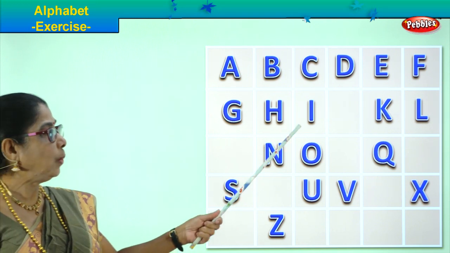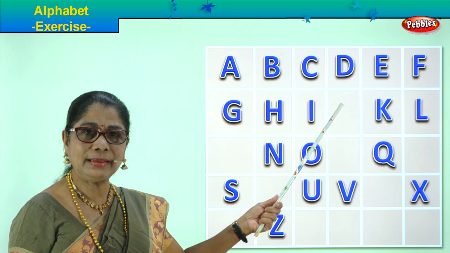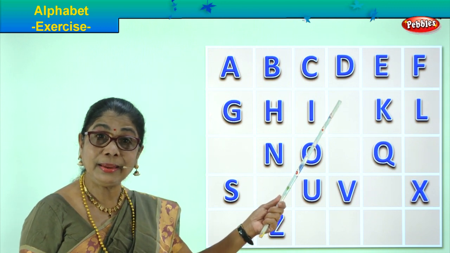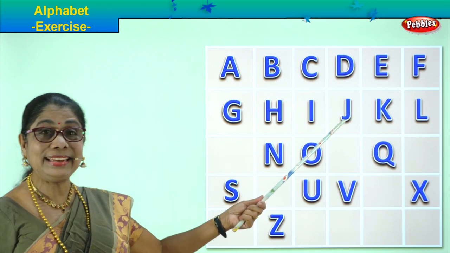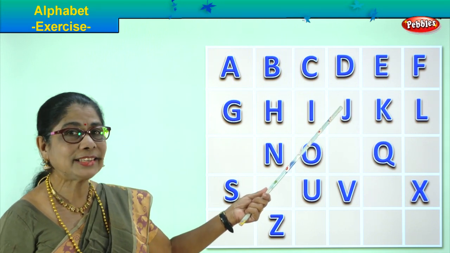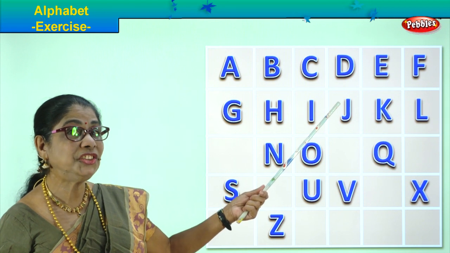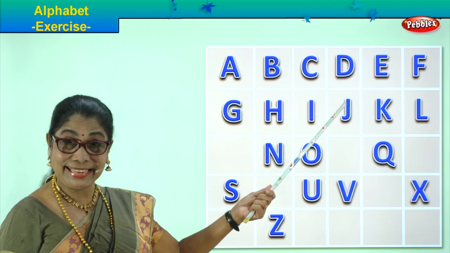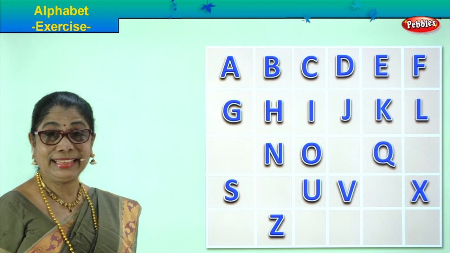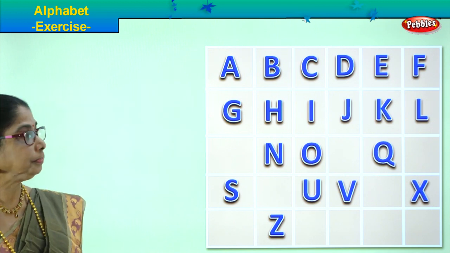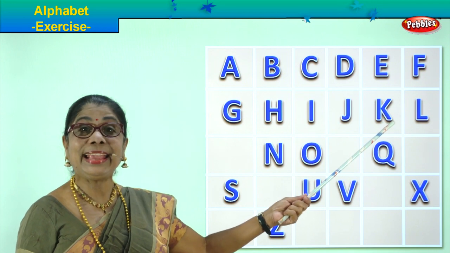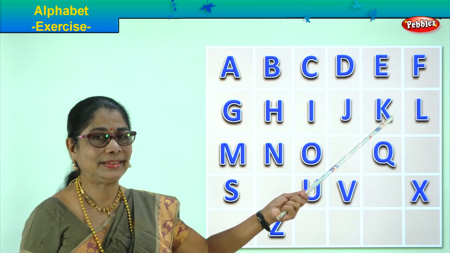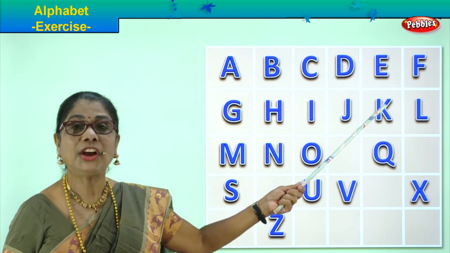Very good. Now, what could be the capital letter here that comes after I? Letter J. Excellent. J. Sound. J. Jelly. J. Jelly. What letter is this after J? Letter K. Kite. Sound. K.